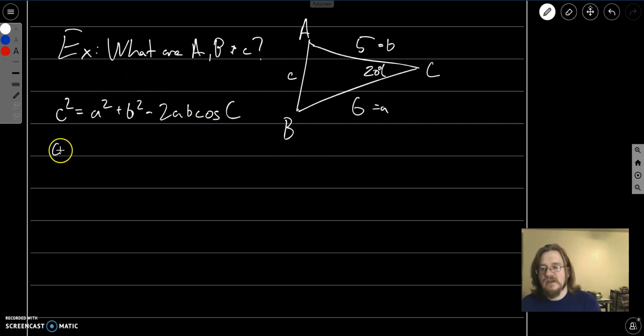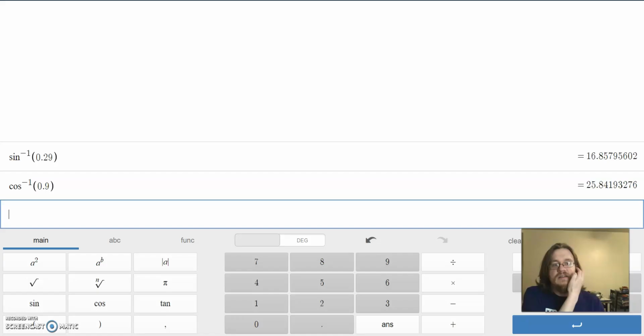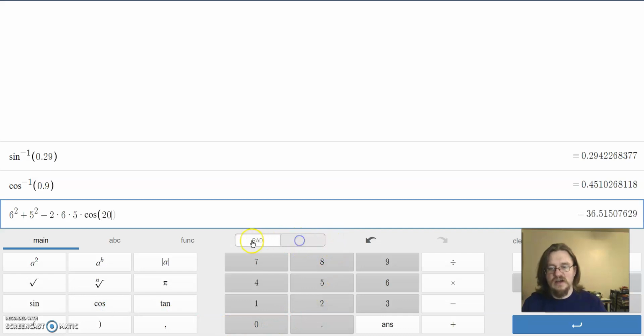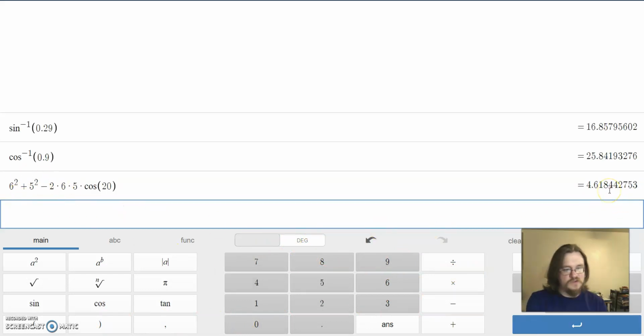So let's plug everything in here. We know that c squared is going to be a squared. A is 6, so it'll be 6 squared, plus b squared minus 2 times A times B times the cosine of C. And we can plug this into a calculator. So we've got 6 squared plus 5 squared minus 2 times A times B times the cosine of a 20-degree angle. Notice that I'm working in degrees. If I wanted to work in radians, I'd have to switch this, so I'm just going to work in degrees. And we see that that is going to be equal to 4.6, if I round it to the nearest hundredth, 4.62.